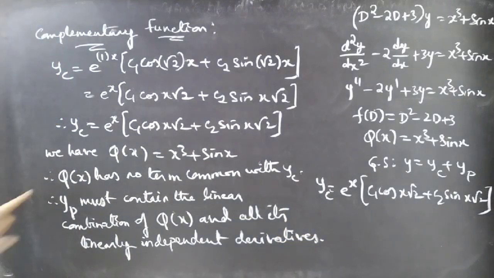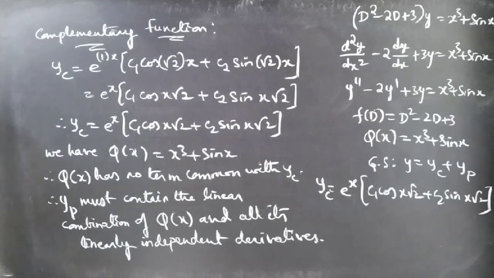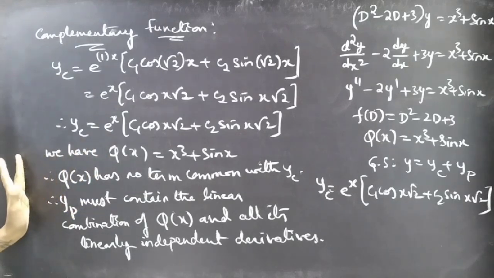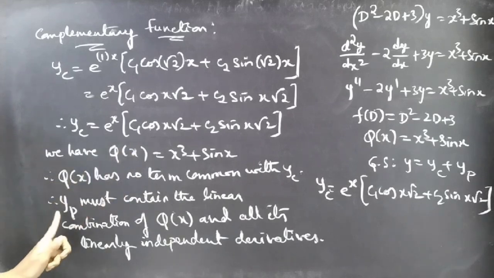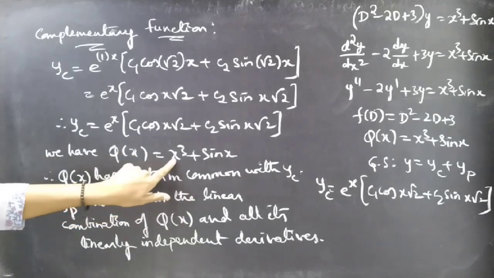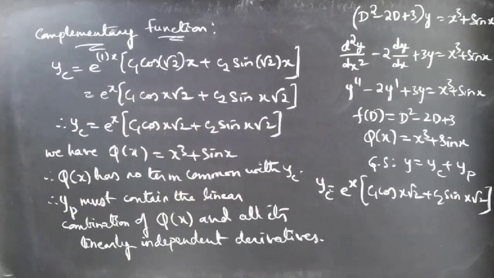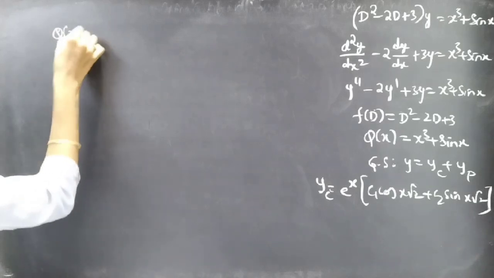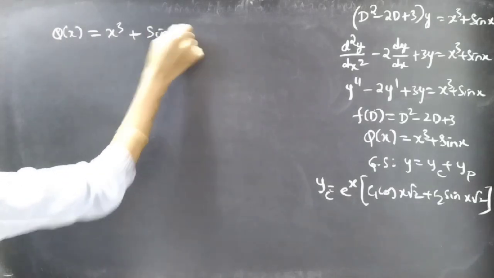Okay, since q of x and yc have no common terms, we'll choose yp using our q of x. Yp must involve x cube and all its derivatives, likewise sin x and all its derivatives. So let's see. We have q of x equal to x cube plus sin x, right?